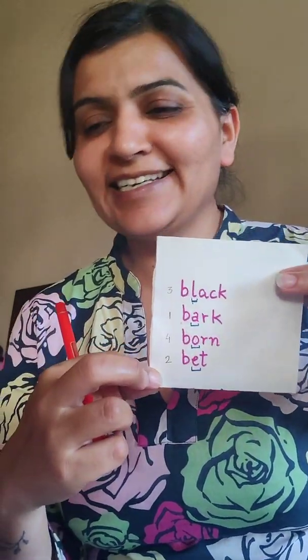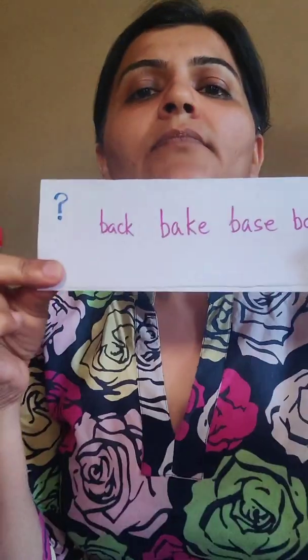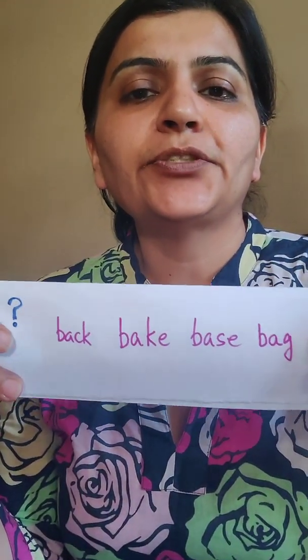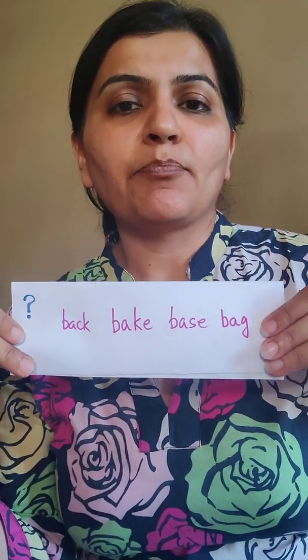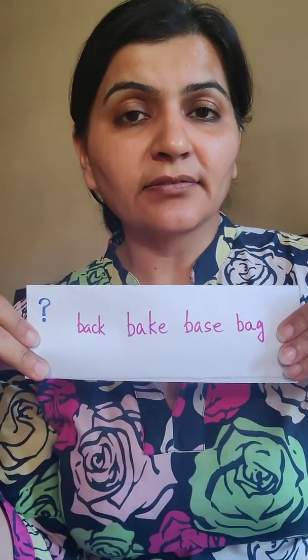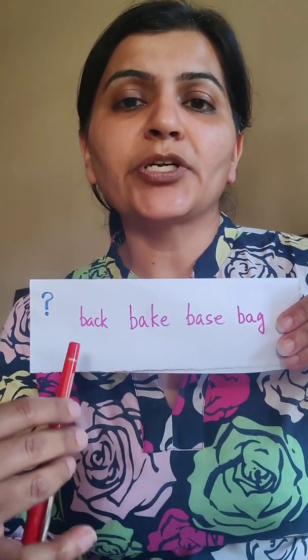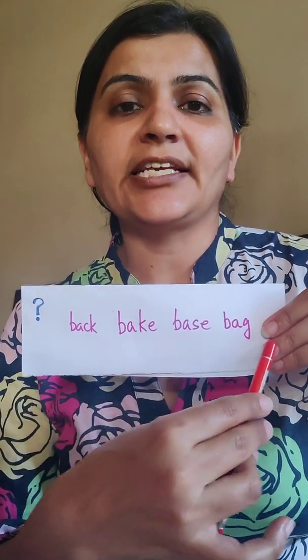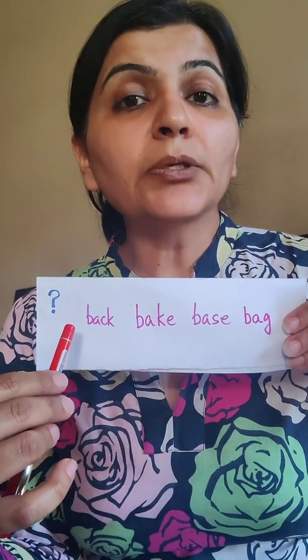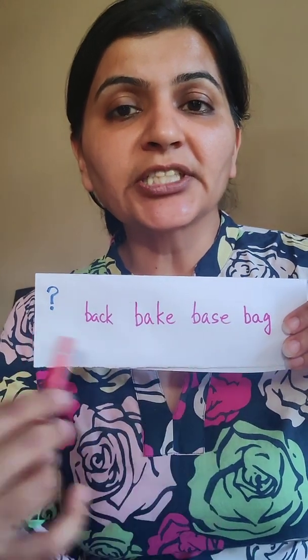Understood? Now, this is easy again, I hope. But what if you have the first two letters of the word list the same? What will we do if you have words like back, bake, base and bag? Here, not only is the first letter B the same, but also the second letter A is the same. So how will we check the correct order? How will we put them in correct order?